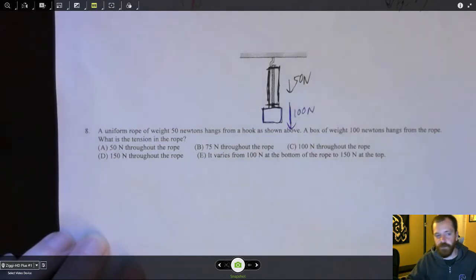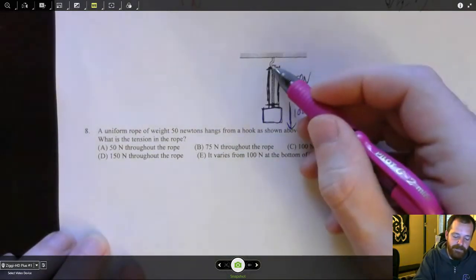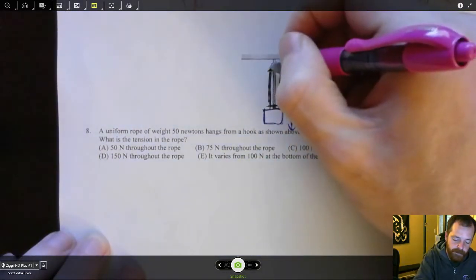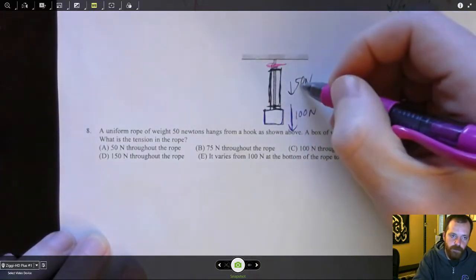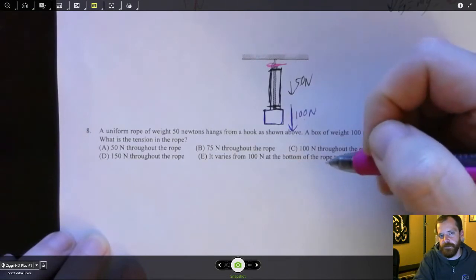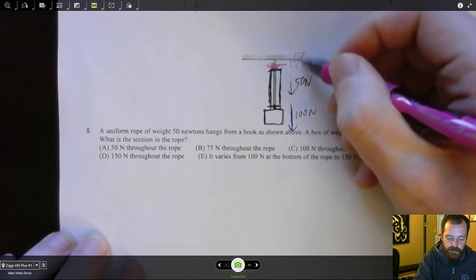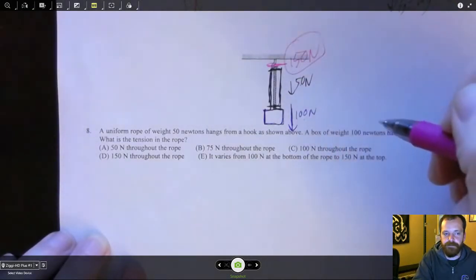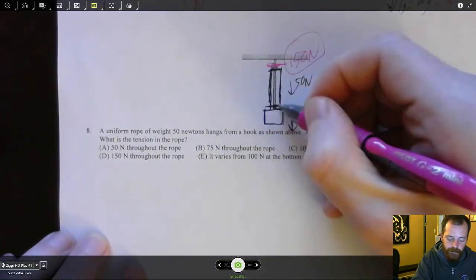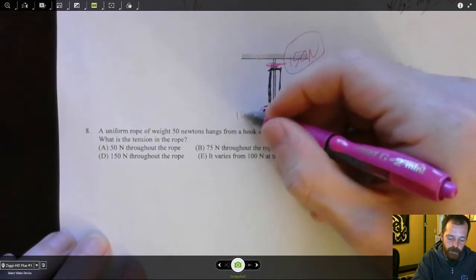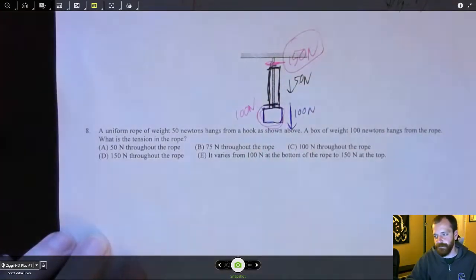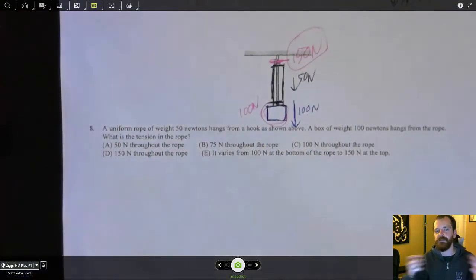Now, what's going to be true here is that the top of this rope has to hold both the 50 and the 100 newtons. Okay, so the top of this rope, it's going to be 150 newtons. The bottom of the rope, it's only going to have to deal with this box. The bottom of the rope is only going to hold 100 newtons. Okay, because once again, in this example, the rope is a separate object, right?